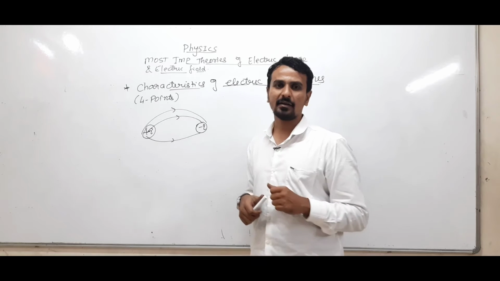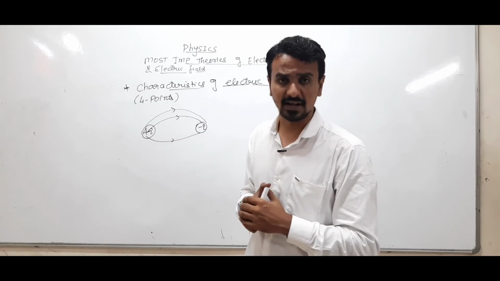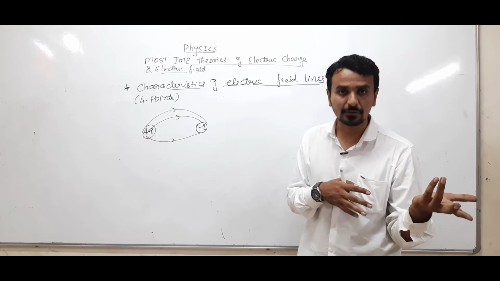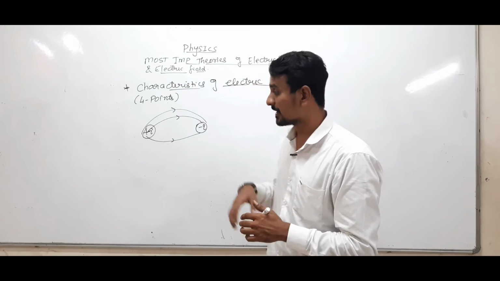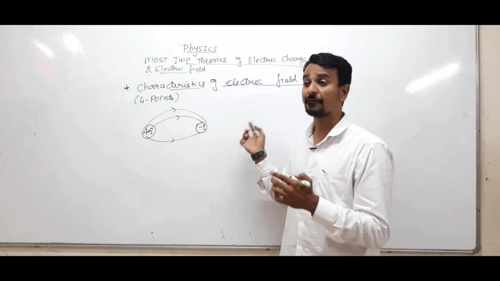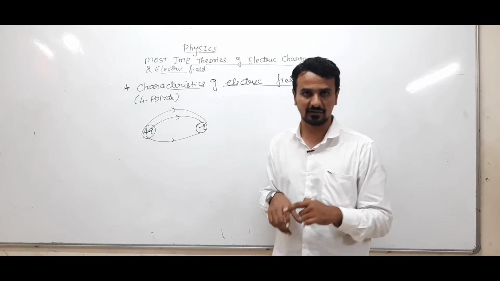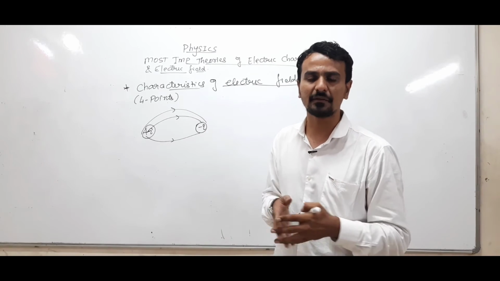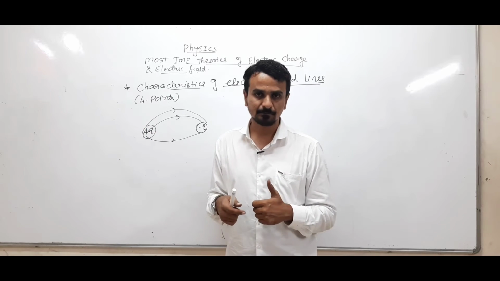Now in the second point, we can write it as: in a charge-free region, that means if there are no charges, then field lines can be considered continuous. Field lines can move continuously without any break. Because if positive and negative charges are present, then field lines will start from one point and end at another point. That means they will not be continuous. But in a charge-free region, field lines will move continuously without any break.